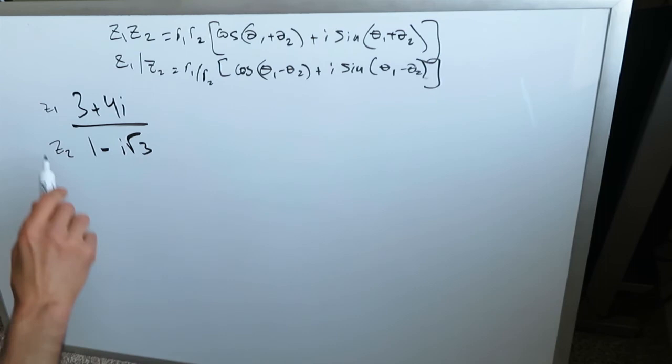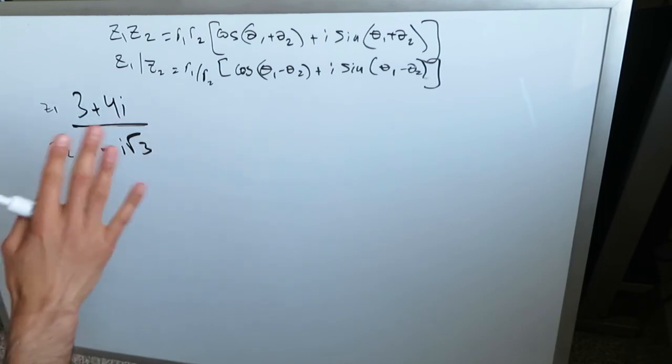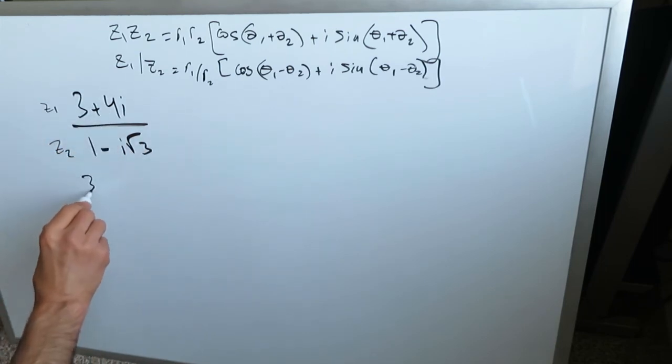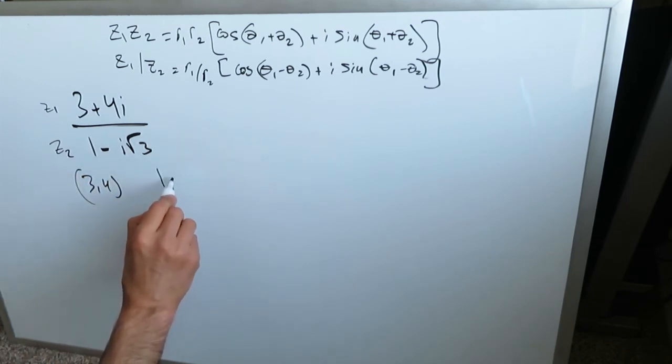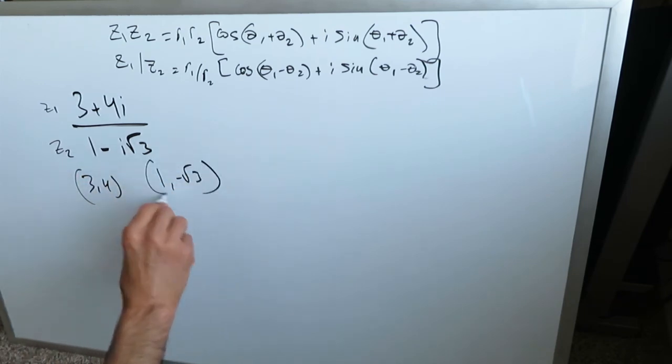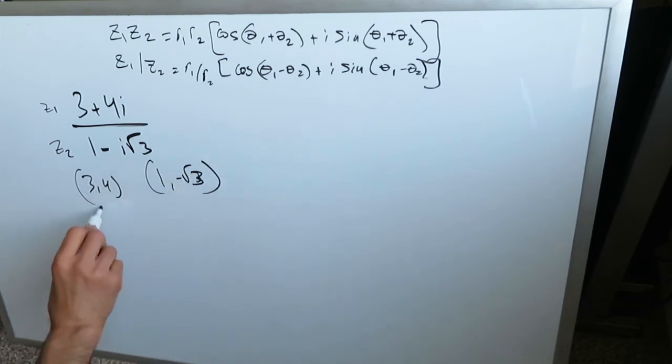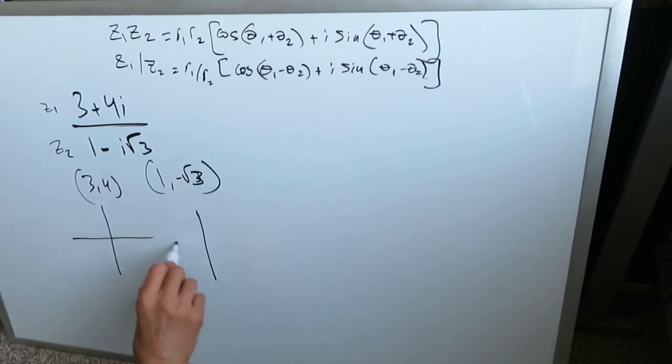First thing you want to do is separate them into their coordinate forms. 3 plus 4i is the same thing as 3 comma 4. 1 minus i root 3 is the same thing as 1 comma minus root 3. The only reason I recommend you do this is because it clues you in to which quadrant you're dealing with, which clues you in to what type of angle you'll have.